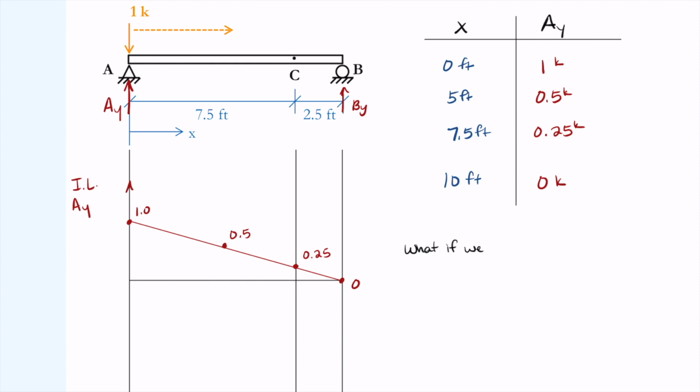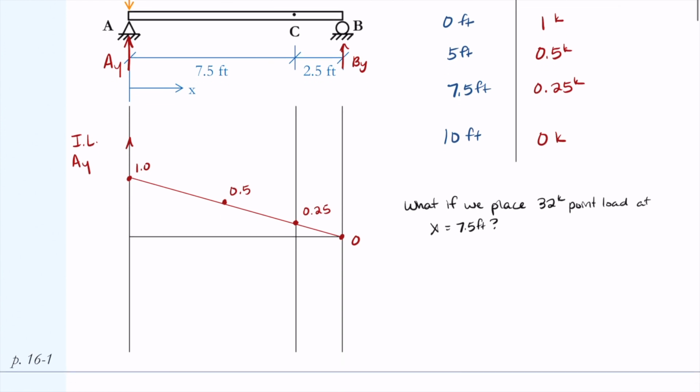All right, so the second part of the question asks, what if we place a 32 kip load at point C? What is the value for the reaction AY? This is really the use of influence lines, because we have different loads, and we use that one kip load so that we can scale this up accordingly when we have other values.